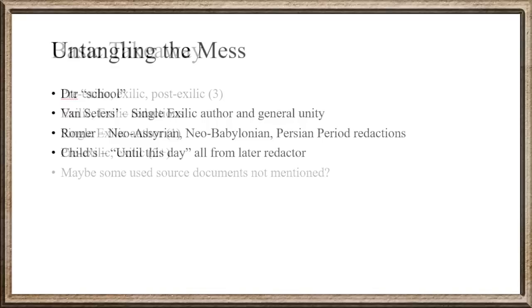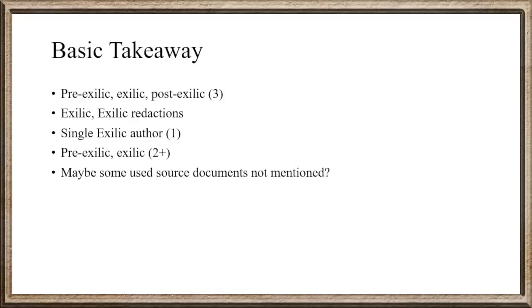So next slide here. Yeah, so some basic takeaways. These are some general models for interpretation we can use. You can think of them as just very basic frameworks. So you have pre-exilic, exilic, and then post-exilic. You have exilic with exilic era redactions. You have this idea of a single exilic author, or you have a pre-exilic version and an exilic one, with or without redactions. So these are more general models, right?